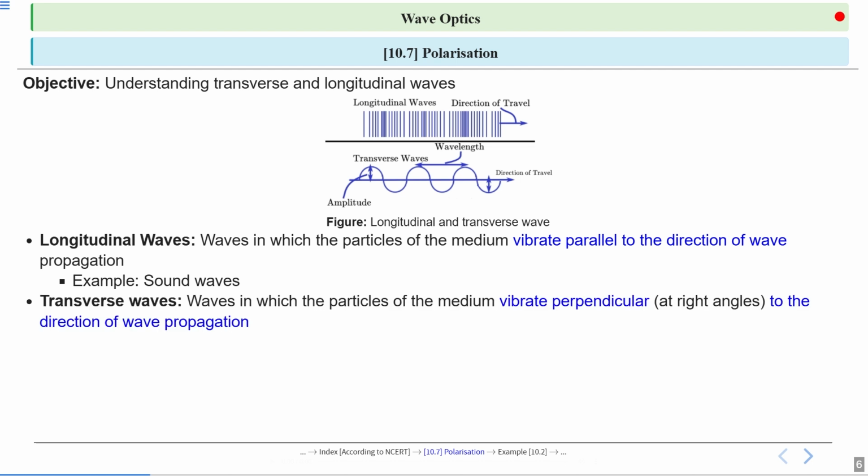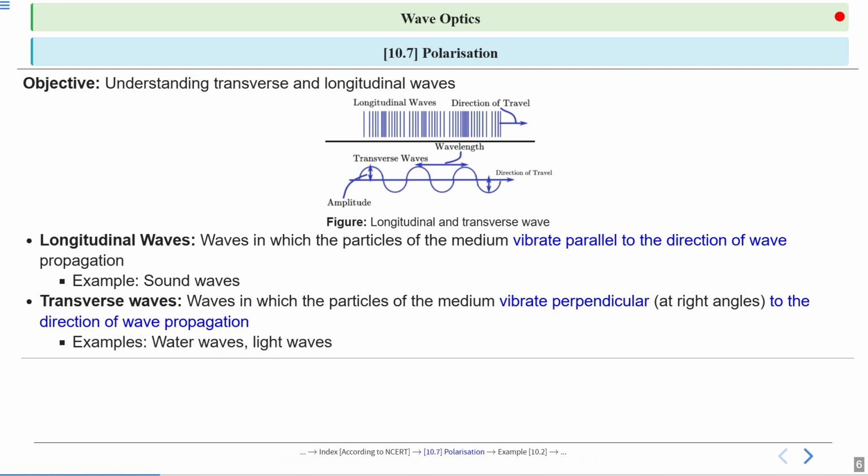Now let's discuss transverse waves. In these waves, the particles of the medium vibrate perpendicular to the direction of wave propagation. This means the particles move up and down or side to side, creating a wave pattern that is at right angles to the direction of the wave as the wave travels. So particles vibrate in the direction perpendicular to the direction of wave propagation.